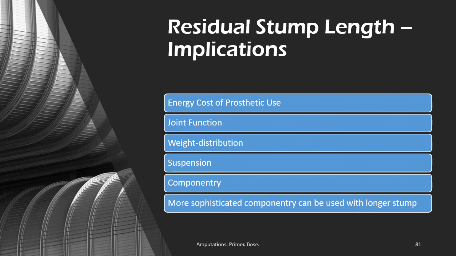The mechanics of holding a prosthetic socket onto the patient's stump requires a mechanism known as suspension. There are many suspension techniques, some better than others. A longer stump generally allows for improved options for suspension. A longer stump also allows for far more sophisticated componentry. Thus, in summarizing, stump length matters when we are talking about the rehabilitation of patients with amputations.